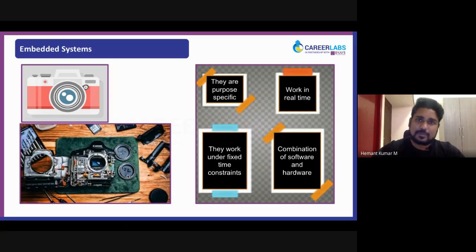These four things: they have a purpose, they work in real time, they work under certain constraints, because a still camera cannot shoot a video, right? A camera cannot send signals. Its purpose is only to do something in terms of taking a picture. So they work on fixed time constraints and certain boundary constraints, and there is always a combination of hardware plus software. The complexity varies from device to device.